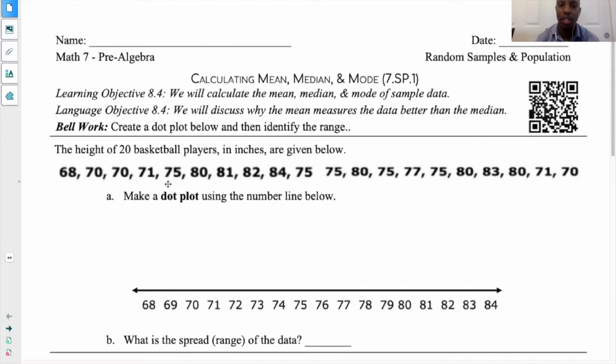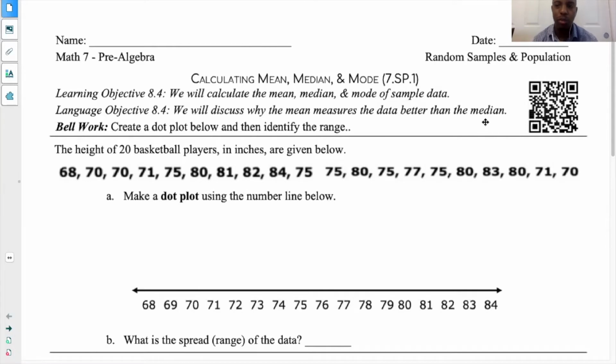Now, remember, at the top of every worksheet, there is a QR code, which will give you a link to this particular video, so I'll walk you through not only the bell work but also the modeling, so that way you have an understanding as well as an example of what you are to tackle in this worksheet. So let's start by looking at the bell work. It says create a dot plot below and then identify the range. I apologize about the double periods, right? But we're going to create a dot plot and then we're going to identify the range.